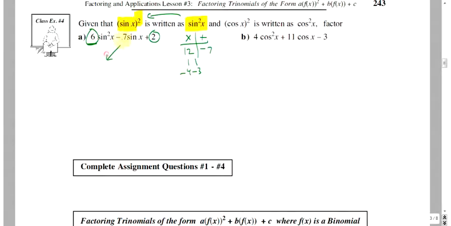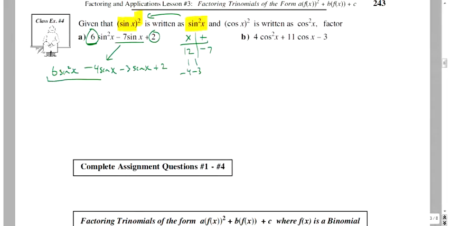What am I doing? I'm breaking up minus 7x into minus 4x minus 3x. But it's not x, it's sine x. Is that the same thing? Yeah. I still have 6 sine x squared, sine squared x. I still have plus 2. Why am I doing this? So I can factor it by grouping.